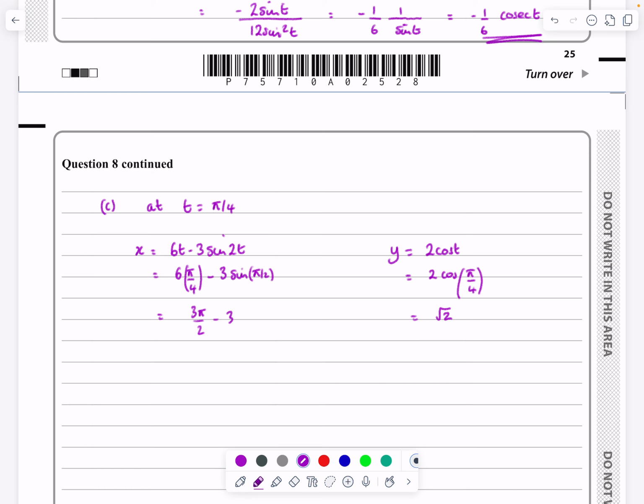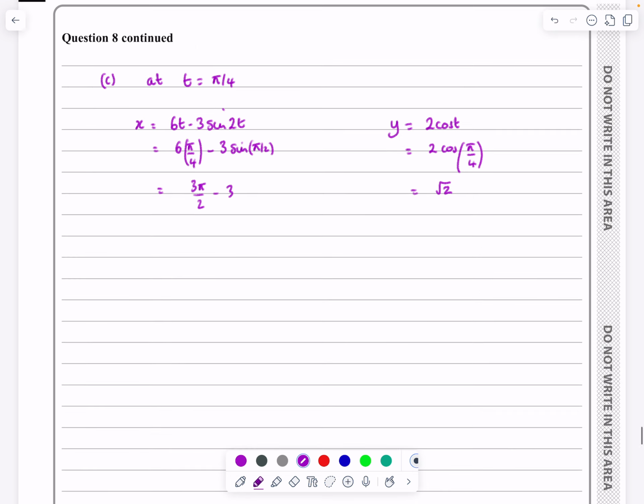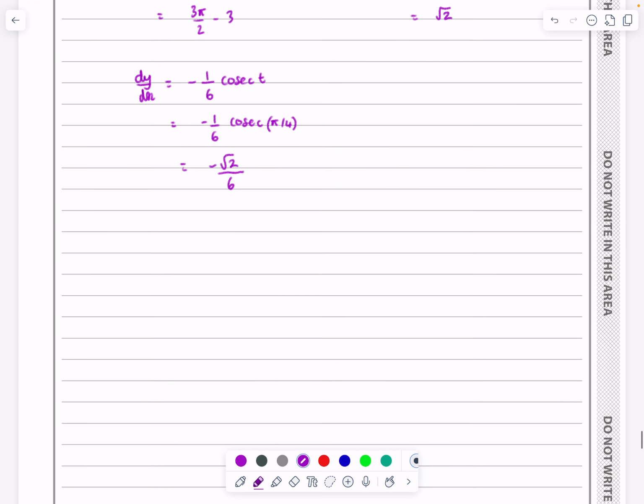So I've got my x1 and my y1. What about my m? Well, dy by dx was minus a sixth cosec t, wasn't it? We've already done that. So that's minus a sixth cosec pi over 4, and that works out to be minus root 2 over 6. So with all of those three things, now I can work out my equation of a tangent.